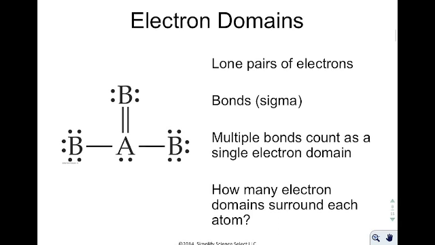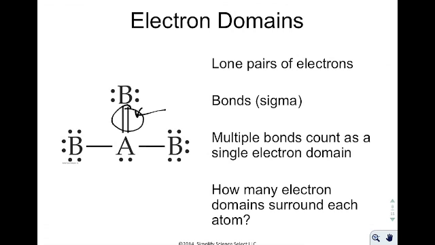Next, electron domains. Electron domains represent either a lone pair of electrons or a bond. Multiple bonds, whenever you have 2 bonds right here, that does not count as 2 different electron domains. Only the sigma bonds count, which stands for the single bond. So this right here represents a single electron domain.